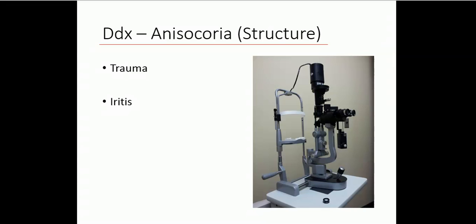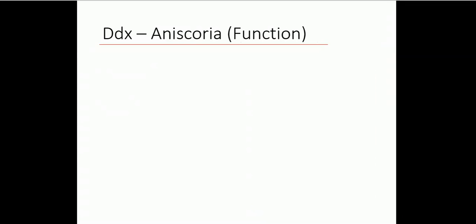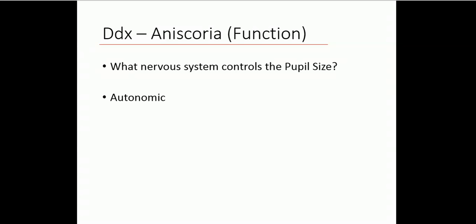If, however, by asking the patient the history questions and by examining with the slit lamp, there's no reason why the iris structure should be different in that eye, then we have to think about the question of function. And to address that, we ask the question, what nervous system controls the size of the pupil? And the answer is the autonomic system. And how does that work?